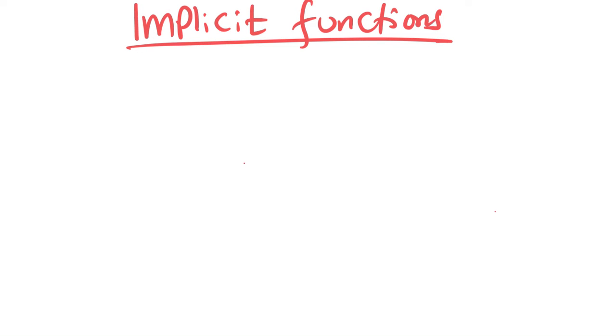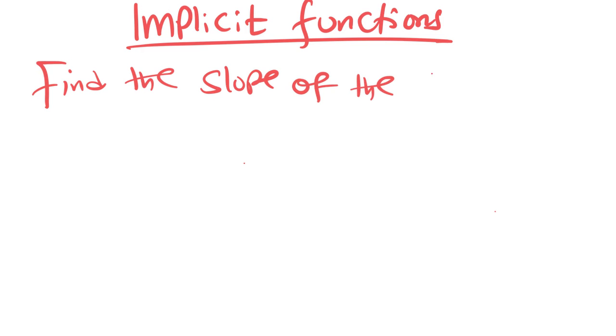Hello everyone. I want to talk about implicit functions, implicit differentiation. We need to master how to differentiate implicit functions. So the question says, find the slope of the tangent to the curve.